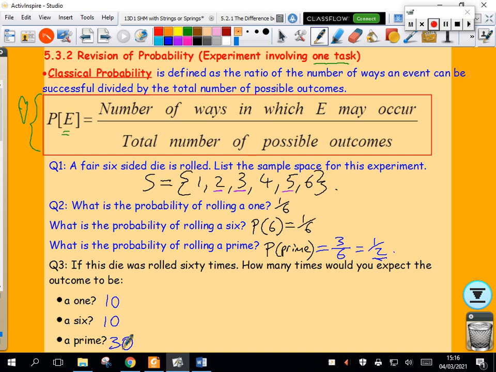Important to note that that doesn't mean that every time you roll a die 60 times you'll get 10 1s and 10 6s and 30 primes. That's not necessarily the case, but that's what we would expect. And the more times you roll the die, the more accurate this kind of prediction process will be.